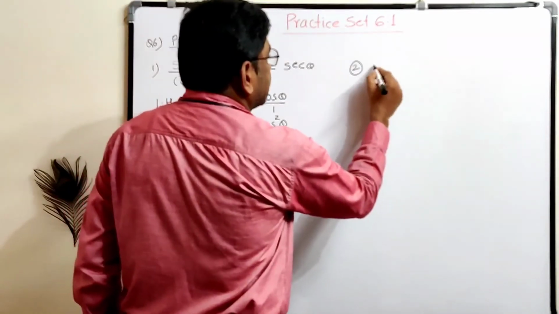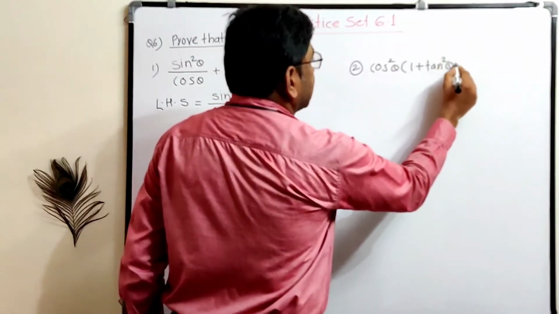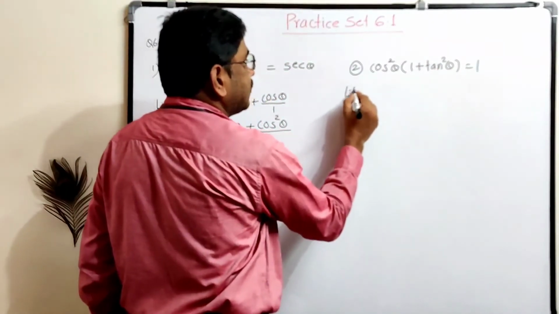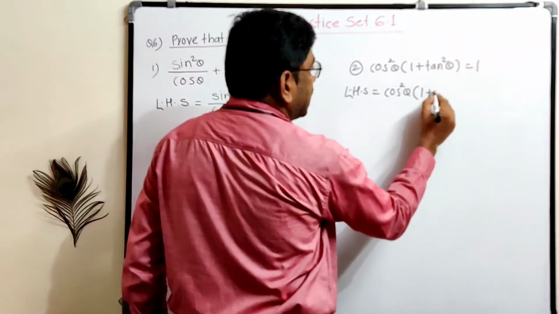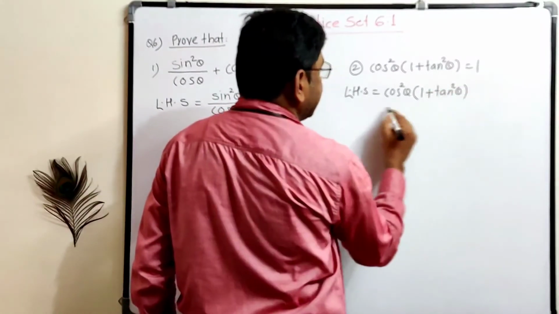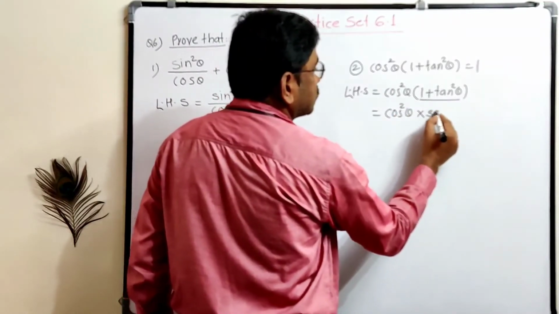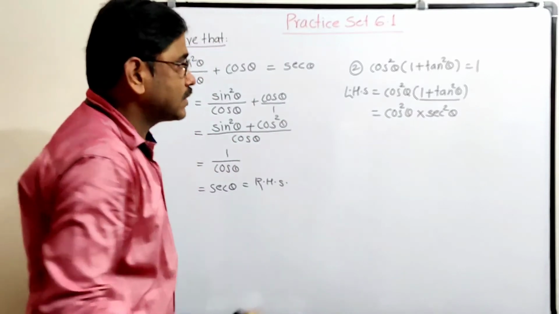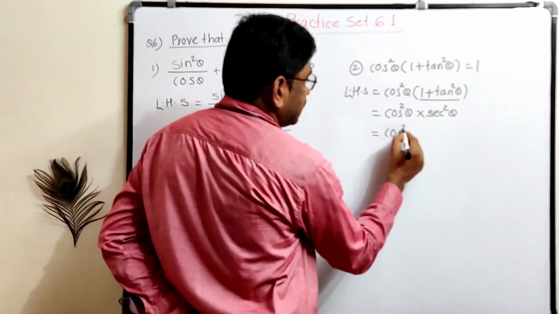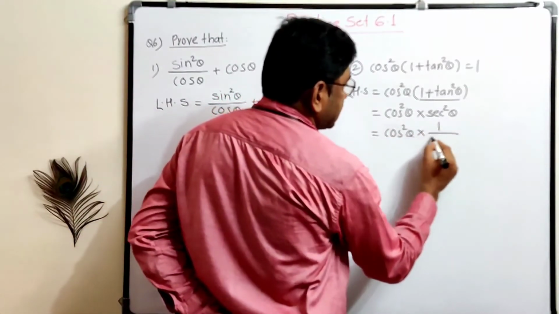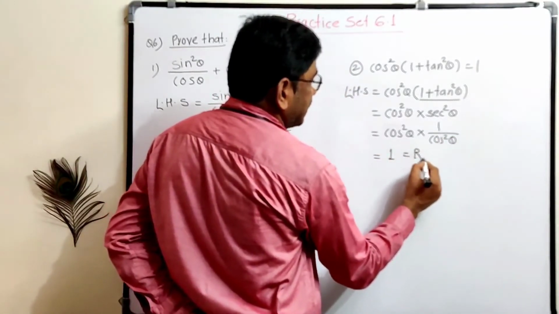Second sum: cos square theta into bracket 1 plus tan square theta is equal to 1, we have to prove. Take the left hand side: cos square theta into bracket 1 plus tan square theta. But you know the identity, this bracket becomes sec square theta because sec square theta is 1 plus tan square theta. Now cos square theta as it is into sec square theta, that means 1 upon cos square theta, both get cancelled, equal to 1, which is the RHS.